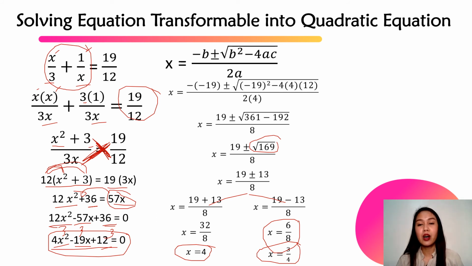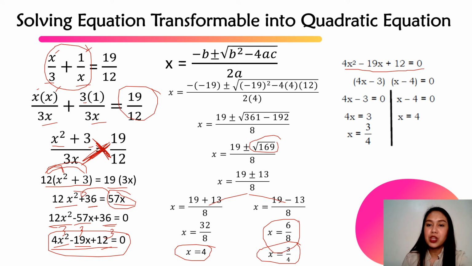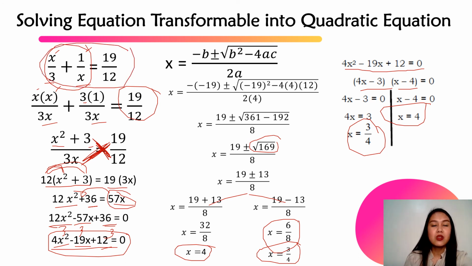Now, if you are a little bit good in factoring, we can also use factoring. On this side of the solution, we can see the factors of 4x squared minus 19x plus 12 are 4x minus 3 and x minus 4. And use the zero product property. 4x minus 3 is equal to 0 and x minus 4 is equal to 0. You'll have the same values for x, which are 3/4 and 4. Therefore, the solutions of x over 3 plus 1 over x equal to 19 over 12 are 3 over 4 and 4.